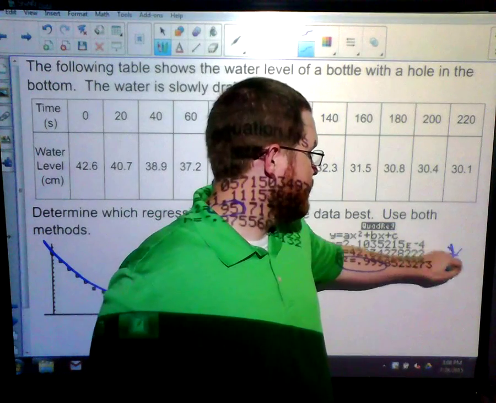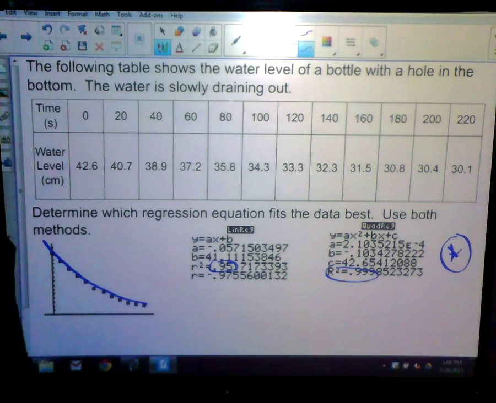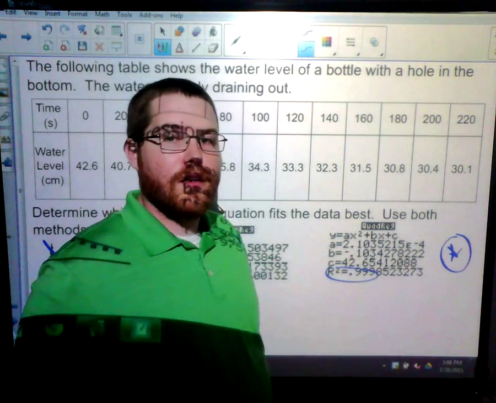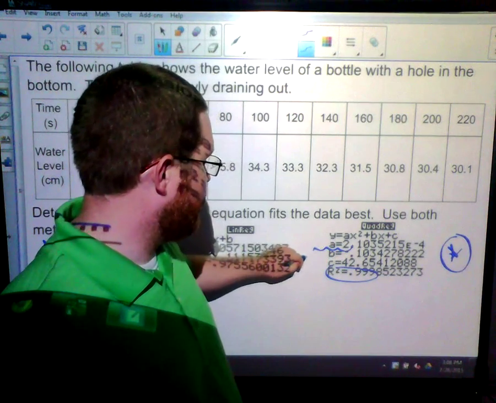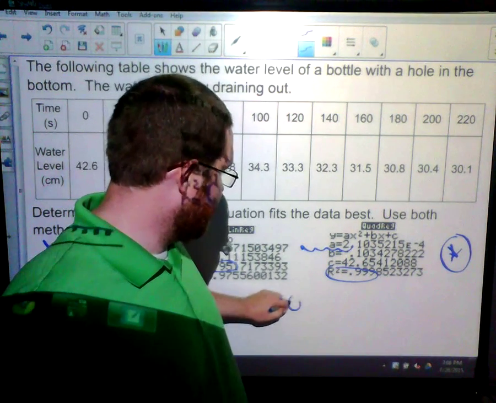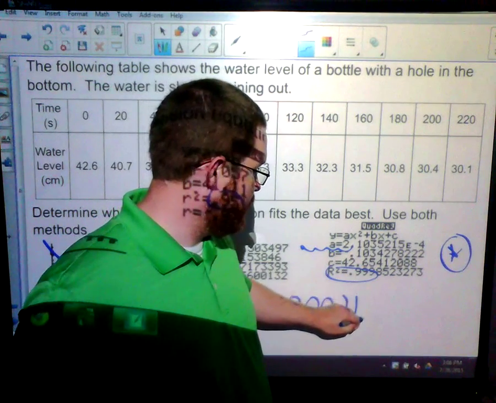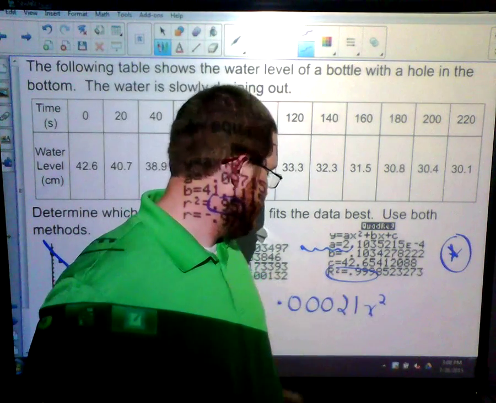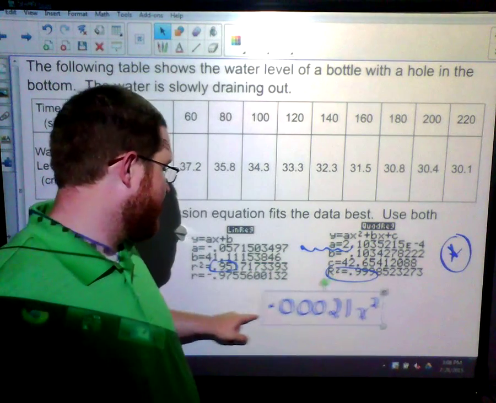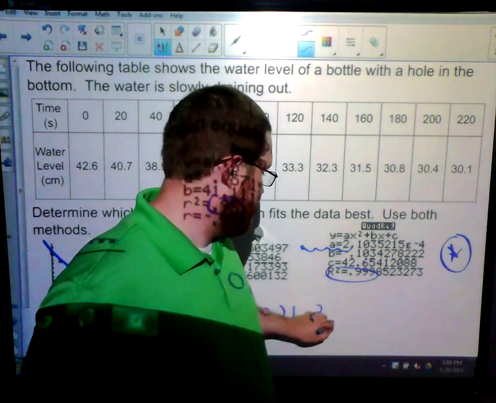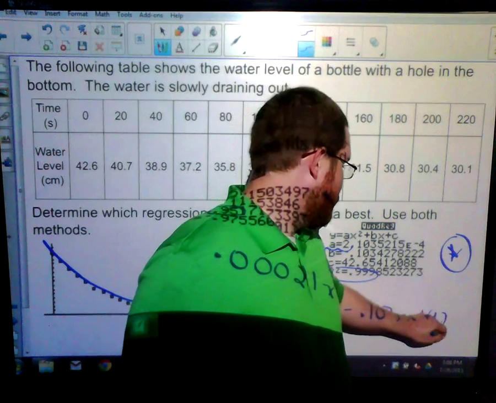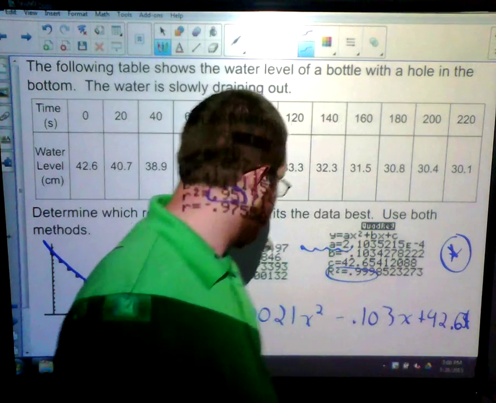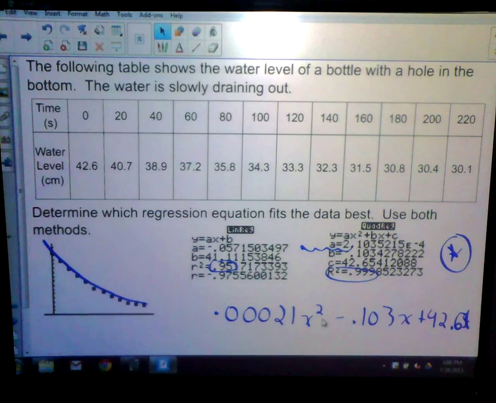This one's much better. But we've got to be careful how we write this because of this e to the negative 4. That means that I need to move the decimal 4 places. So 1, 2, 3, 4. So it's 0.000210 x squared. Let me move this over a little bit so it's easier to work with. Minus 0.103x plus 42.654. Sorry, the 4 messed up, but that's it. So according to everything we have, the quadratic is the best.